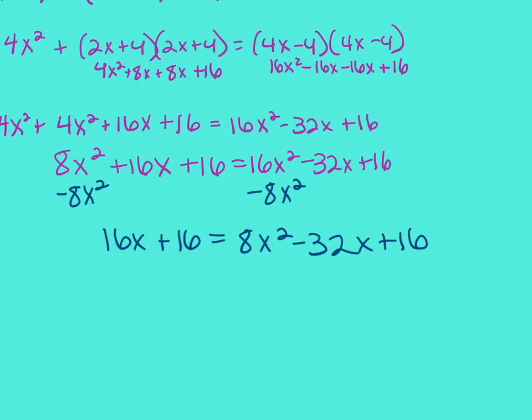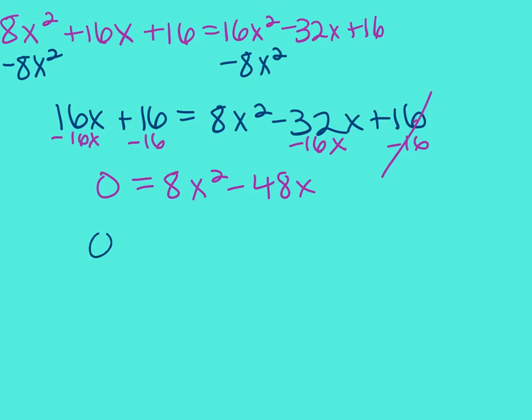So for me, as soon as I see an x squared and an x, I know I'm going to end up having to factor. I'm going to get everything to one side. So I'm going to move the 16x to the right. I get 0 equals 8x squared minus 48x. And actually, these cancel, right? Yeah. So then how do I factor 8x squared minus 48x?